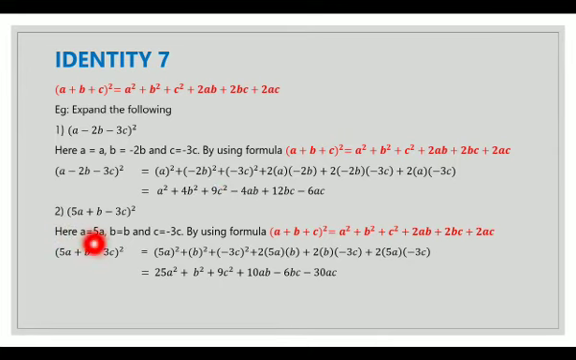Therefore, (5a plus b minus 3c) the whole square equals a square, so a here is 5a, so (5a) square, plus b square, b is b, plus c square, that is (minus 3c) the whole square, plus 2ab, that is 5a into b, plus 2bc, that is b into minus 3c, plus 2ca, that is 5a into minus 3c. So when I solve this, I get 25a square plus b square plus 9c square plus 2 fives are 10ab plus minus 2 threes are 6bc minus 5 twos are 10, 10 into 3, 30, so minus 30ac.